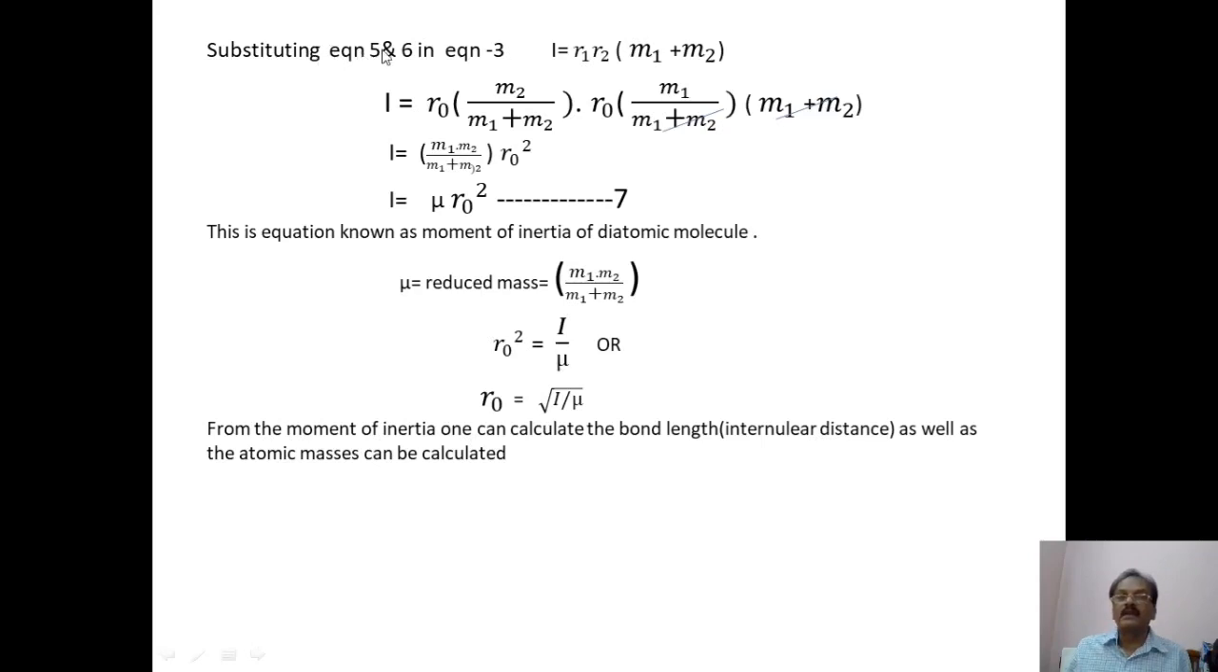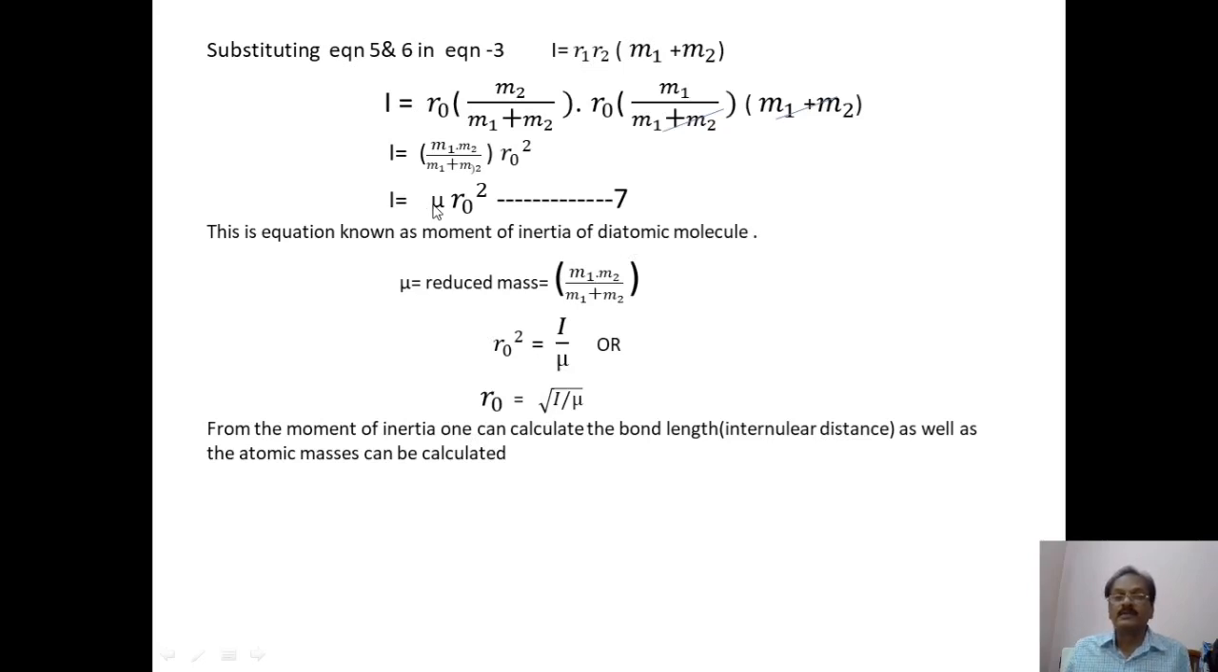Next, substituting equations 5 and 6 in equation 3, just remember equation 3 is I equal to R1 R2 into M1 plus M2. We have the values of R1 and R2 from equations 5 and 6. So R0 M2 divided by M1 plus M2 into R0 M1 divided by M1 plus M2 into M1 plus M2, which remains as it is and one factor gets cancelled here. We are left with R0 squared, M1 M2 divided by M1 plus M2, and we can replace this term by mu. I is equal to mu R0 squared.